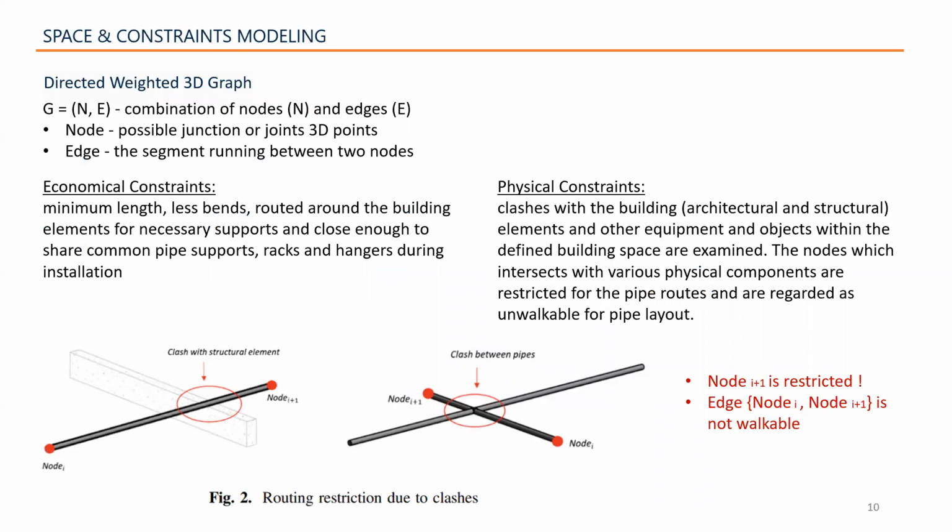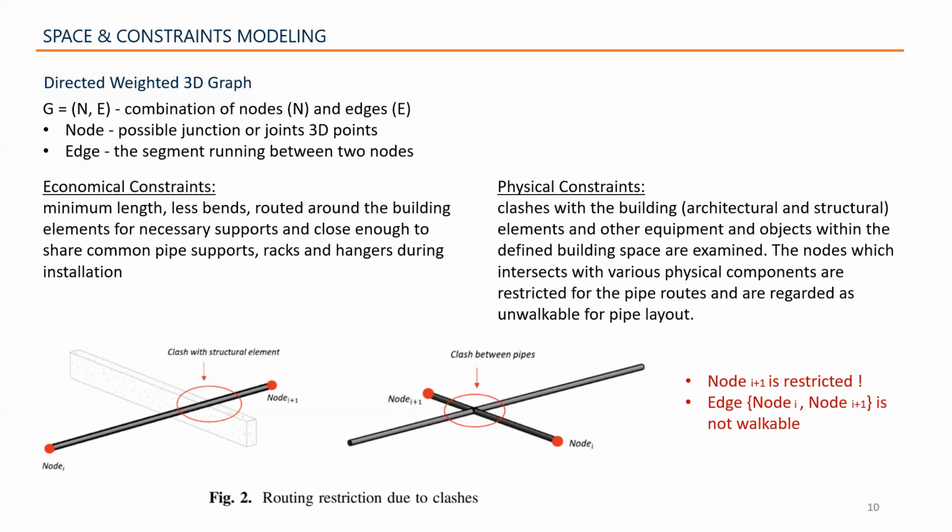Space and constraint modeling. It uses a directed weighted 3D graph with nodes and edges. A node is a possible junction or 3D point. An edge is a segment running between 2 nodes. For economic constraints, minimal length, and light spans routed around the building elements for necessary support and close enough to share common PEP supports, racks, and hangers during installations.